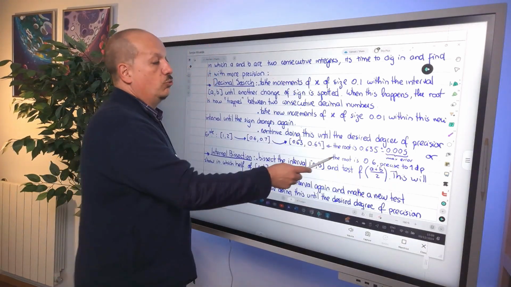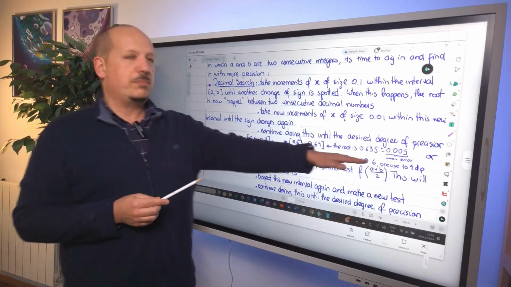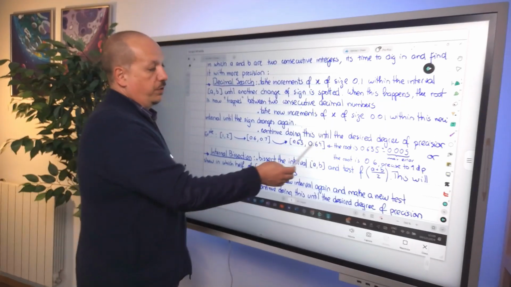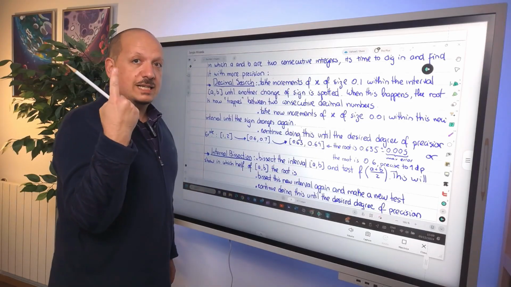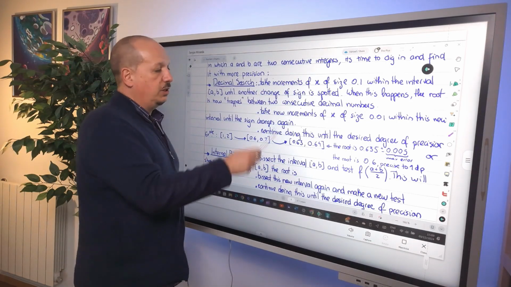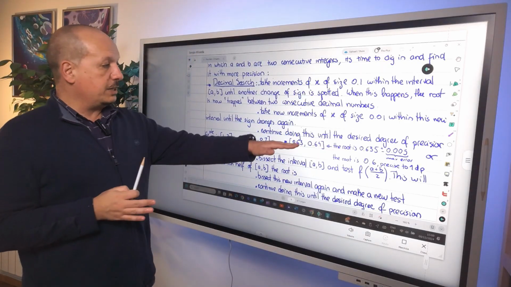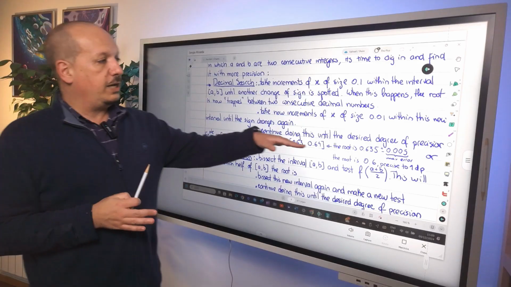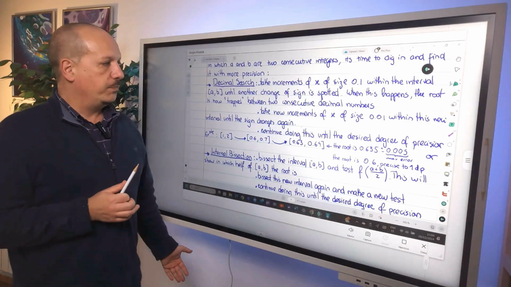Or that the root is 0.6 precise to one decimal place. This is the one I prefer, all right? What you know over here, you can't be sure about the second decimal place, but precise to one decimal place, you are absolutely sure that the root is 0.6. You know what I mean? You can continue this search as far as you want or as far as the question asks you to go, all right?